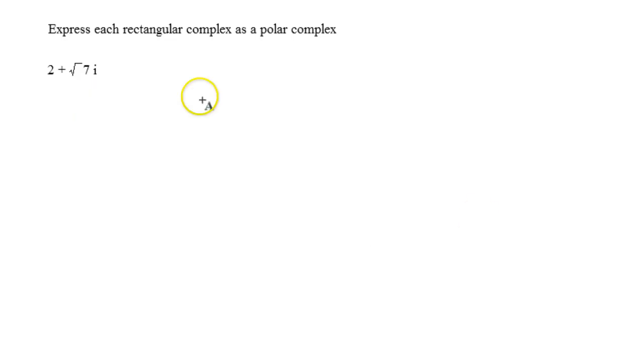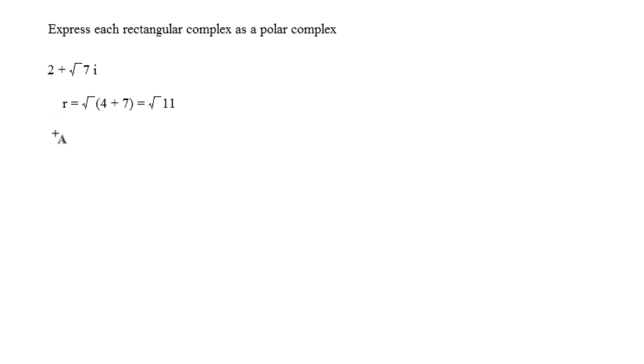So for this one, what we're going to do first is, this is 2 plus root 7 i. This is rectangular form. So we're going to convert it first to polar. We're going to do the square root of 4 plus 7. So that would be root 11. So r would equal root 11. Something pretty simple as that.